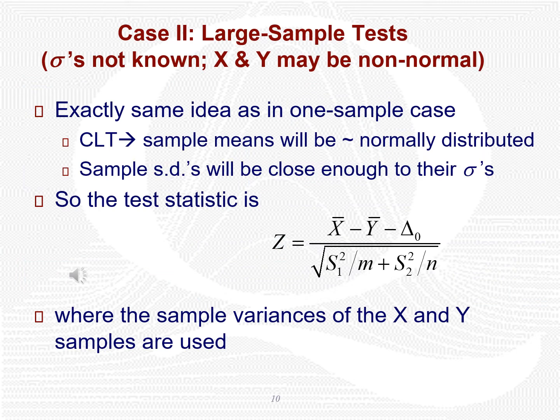In case 2, the population standard deviations are not known, and the distribution of the two populations may not be normal. But we have taken sufficiently large samples from each population for the distribution of the means to approach a normal distribution, and for the sample standard deviations to be a good estimate of the population standard deviations. From there, as before, we just substitute the sample standard deviations into the formula for case 1 and proceed as before.